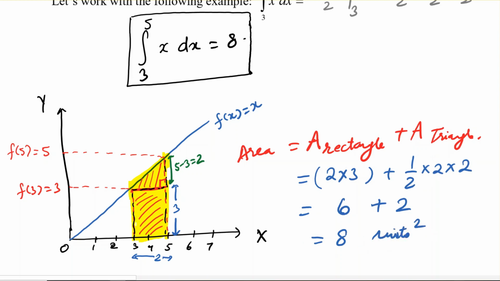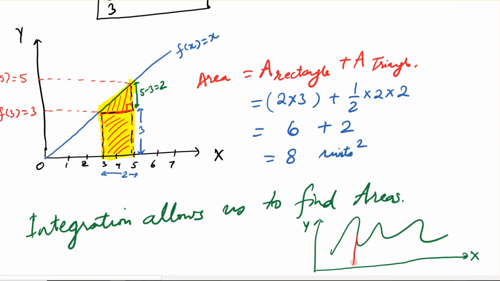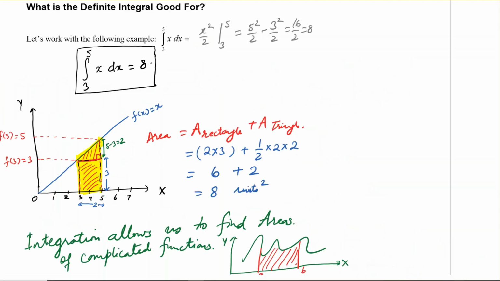So we got that this shaded area is 8 square units, and the value of the integral is also 8. So they are the same. Integration allows us to find areas. And if we have a complicated looking graph where we cannot find the area by using our geometric methods, then we can use integration to find this area. So integration allows us to find areas of complicated functions. That's what the definite integral is good for.